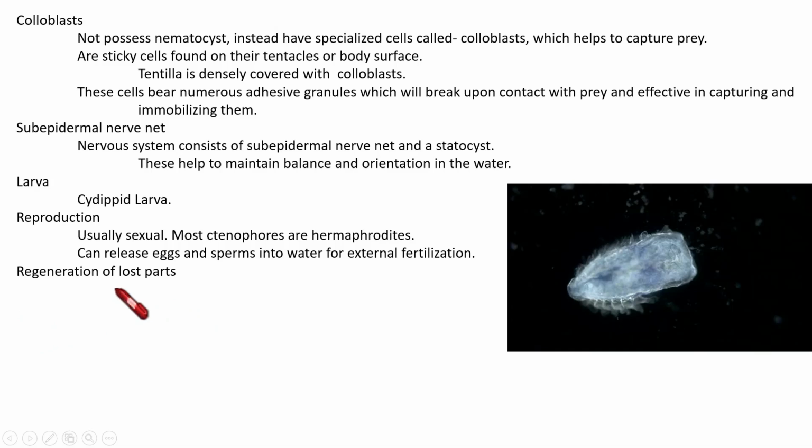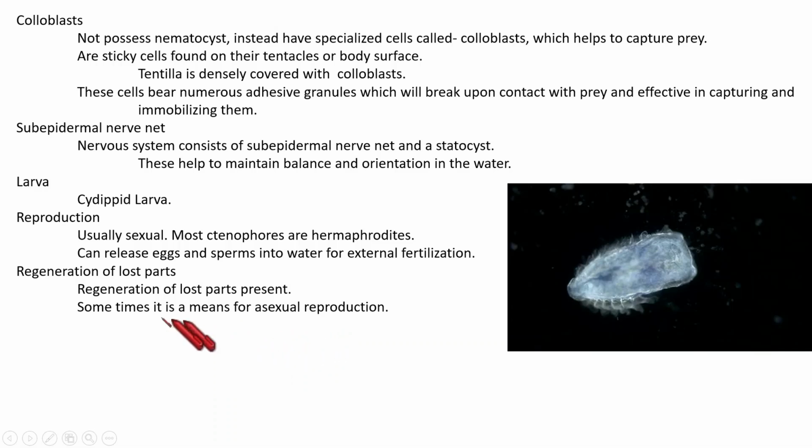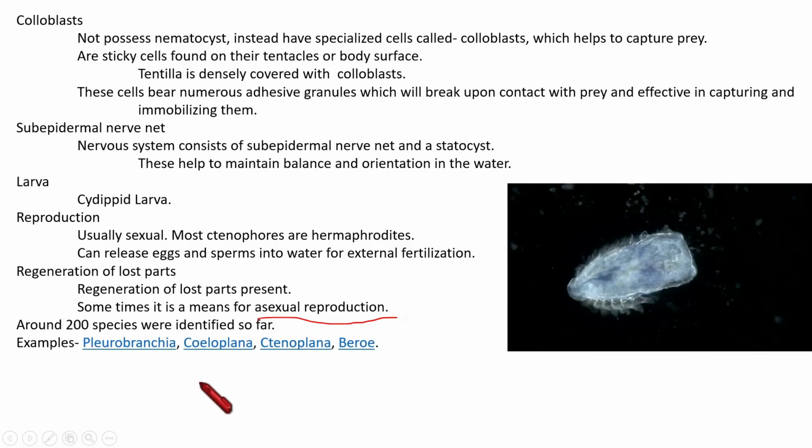Then regeneration of lost parts: it also shows a property of regenerating lost parts. And that property, to some extent, we call a means of asexual reproduction. So that's what is mentioned here. Sometimes regeneration is a means for asexual reproduction. If some portion is lost, in its place another new structure will form. So that is also a notable feature of the ctenophores. Around 200 species have been identified so far.